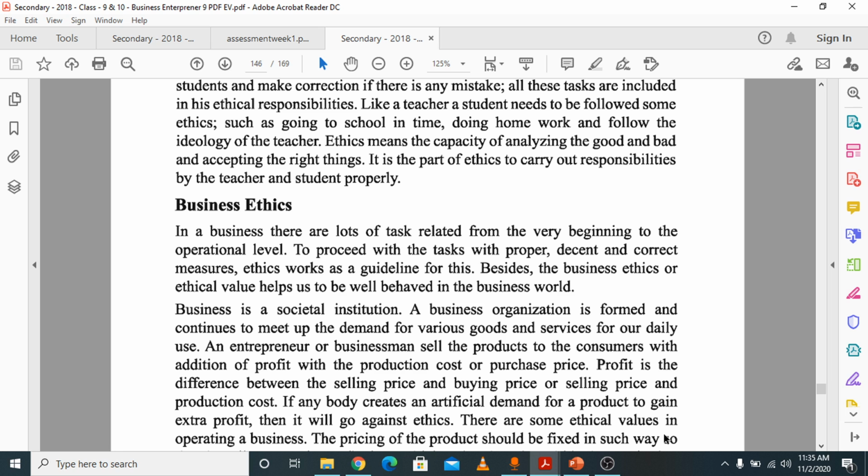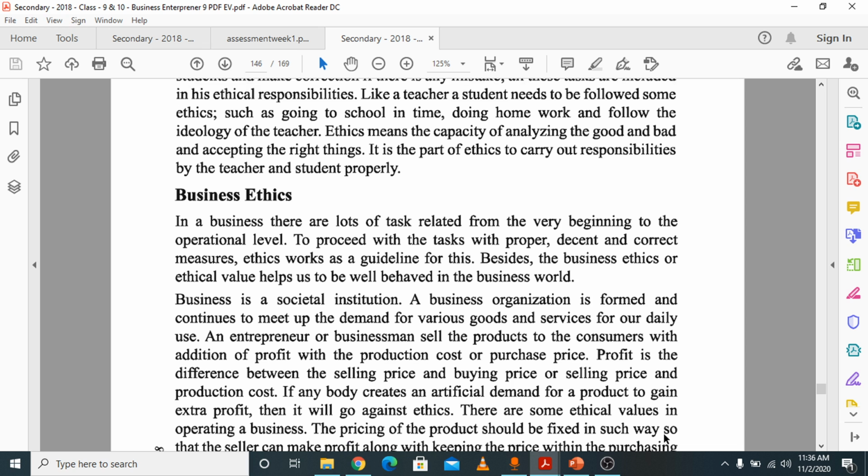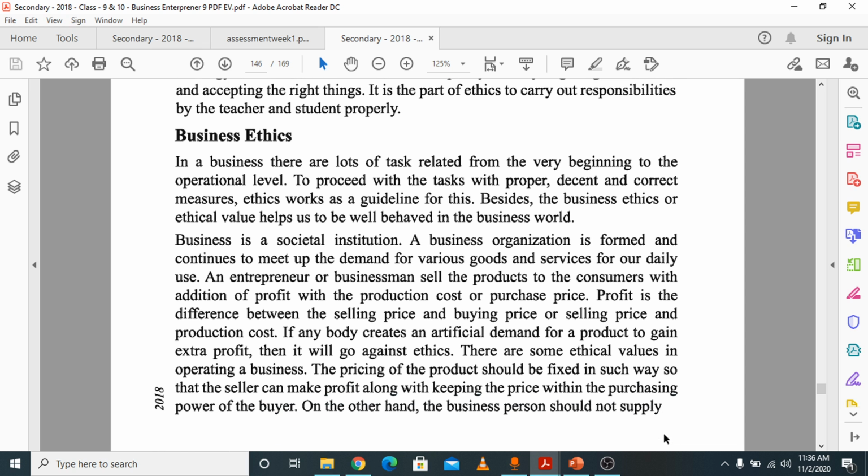You know that business is a social institution. So that's why a businessman or a business organization should be formed to meet the social demand, or the businessman or business should follow some ethical issues when they are dealing with consumers or customers. So as a societal institution, a business organization should be ethical when they are making profit.